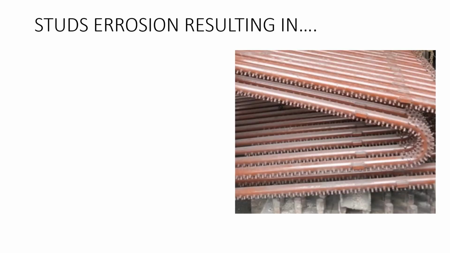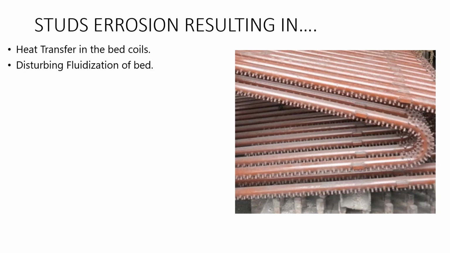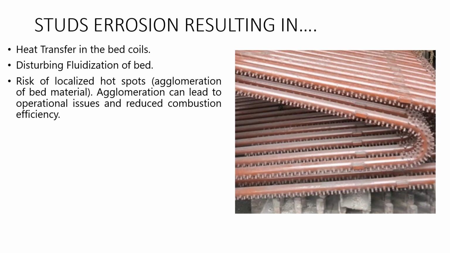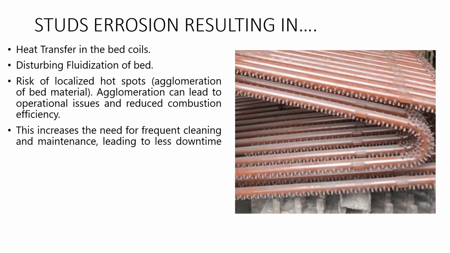The stud erosion results in reduced heat transfer in the bed coils. You can see the studs in the original condition, and if the erosion is there, then you can observe these results. The fluidization is disturbed when there is a risk of localized hot spots, that is called agglomeration of bed material. Agglomeration can lead to operational issues and reduced combustion efficiency. This increases the need for frequent cleaning and maintenance, leading to more downtime and higher operating cost.